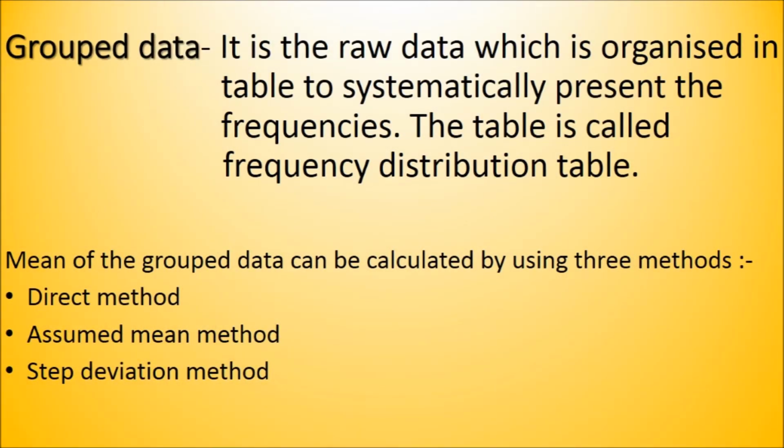Now, the grouped data. As the name suggests, the data here is organized in tabular groups, which makes it presentable and easy to understand. Now, there are three methods to find the mean of grouped data, which are direct method, assumed mean method, and step deviation method.